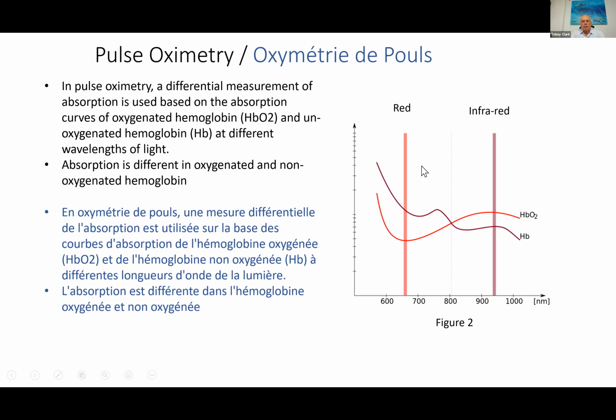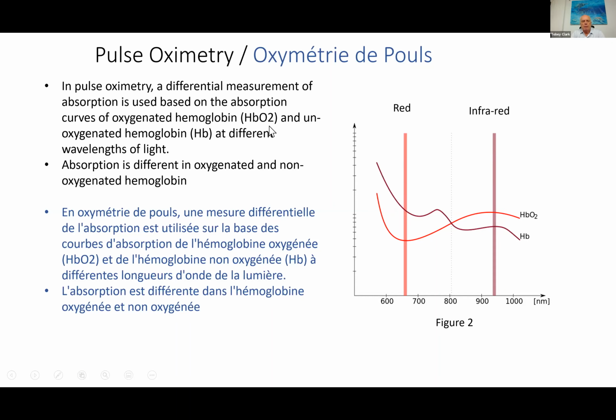And you can see that, it's not listed here, but the absorption of the red and infrared light is different. They cross over. So the red light is highly absorbed by hemoglobin without oxygen, whereas the infrared light is highly absorbed by the hemoglobin with the oxygen.